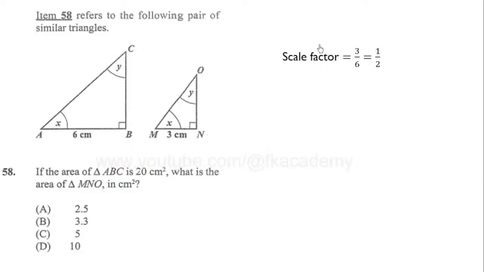Now we need to use this to determine the area of the triangle. For the scale factor corresponding to the area, we need to square the scale factor of the size, which is 1/2 squared, and that will be equal to 1/4 times 20, and that will give you 5 centimeters squared. So this is one way of doing it.